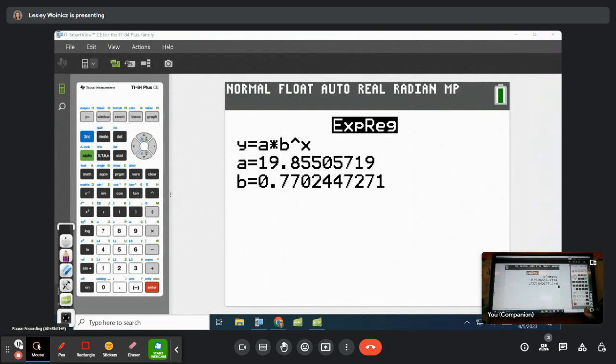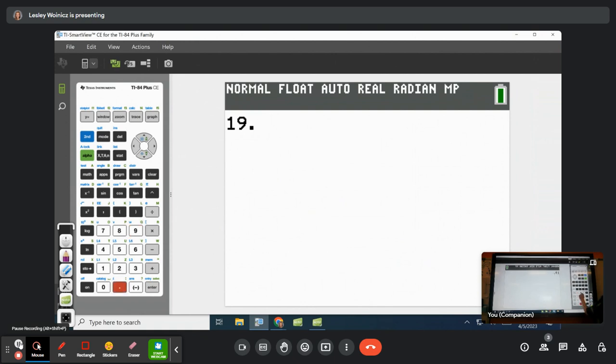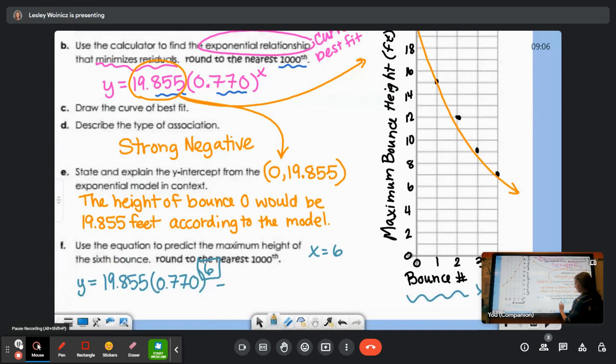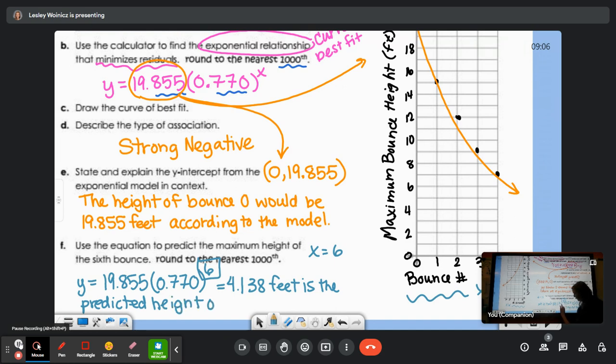So on my calculator, I can do 19.855 times 0.770 in parentheses, power caret 6. And I'm getting 4.138. 4.138 feet is the predicted height of bounce 6. All right, next page.